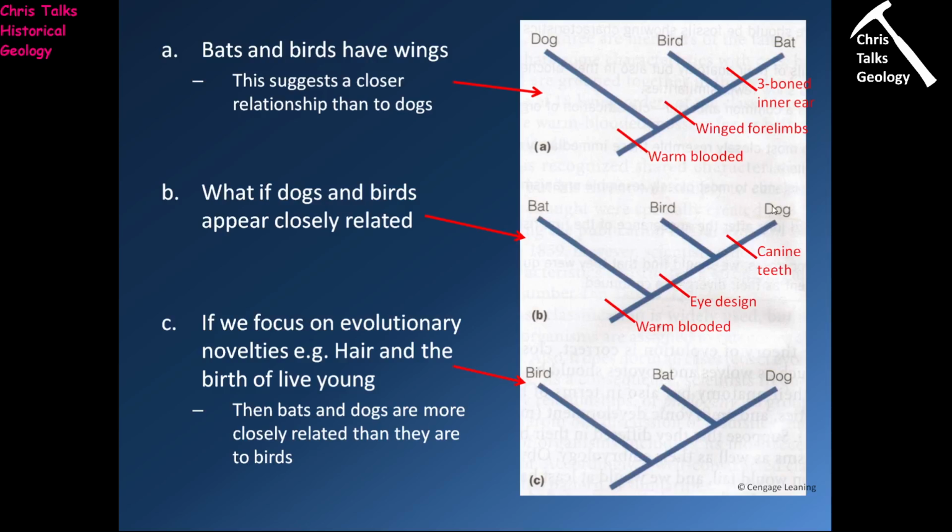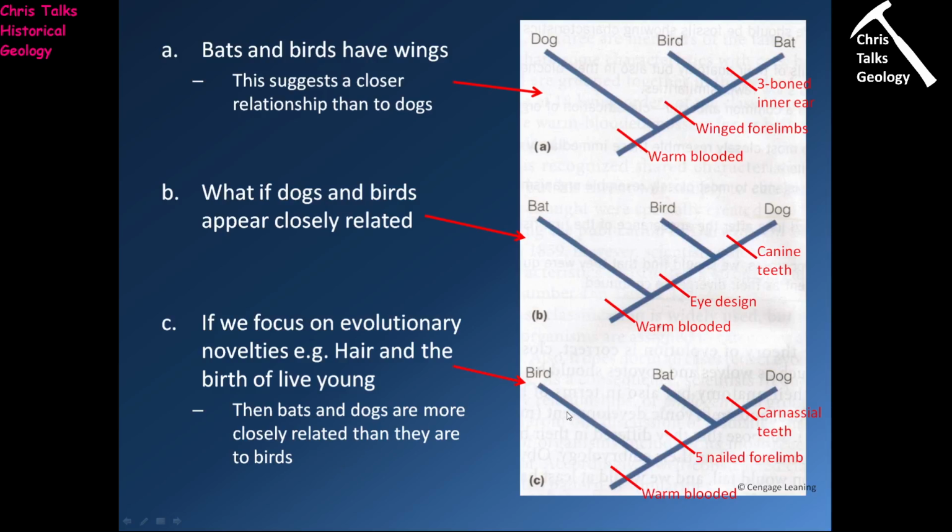And then of course we have canine teeth. Dogs possess canine teeth, birds do not, so the birds are going to go off and form their own clade there. The final option, C, is going to focus on evolutionary novelties like hair and the birth of live young, for instance.